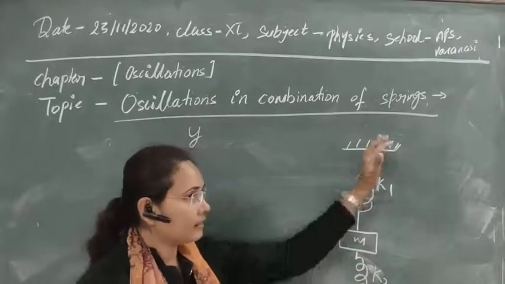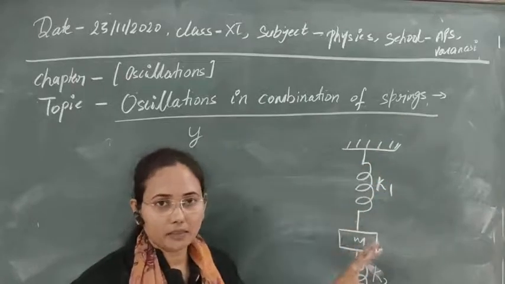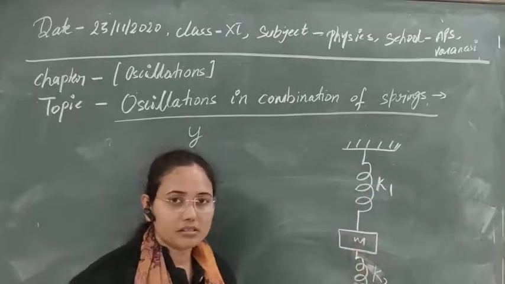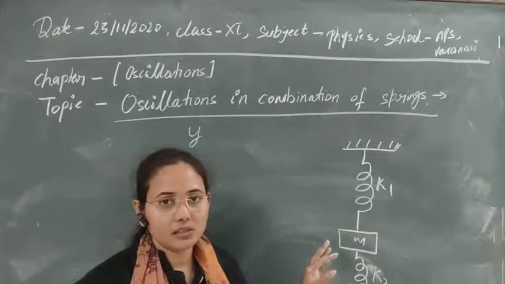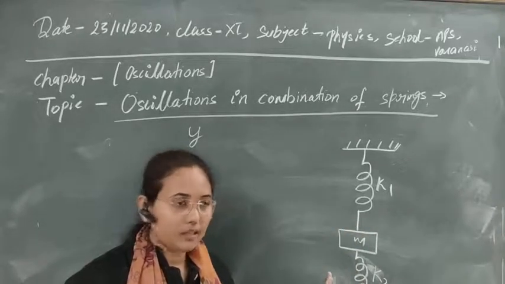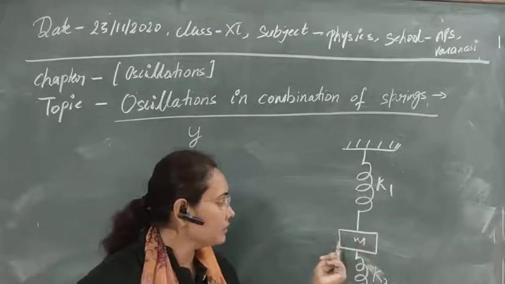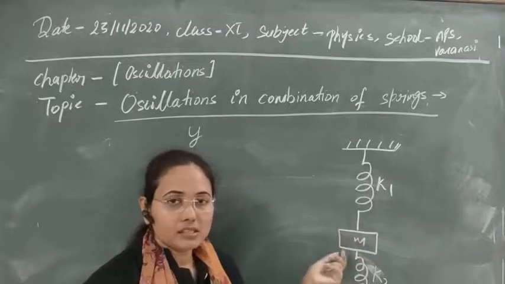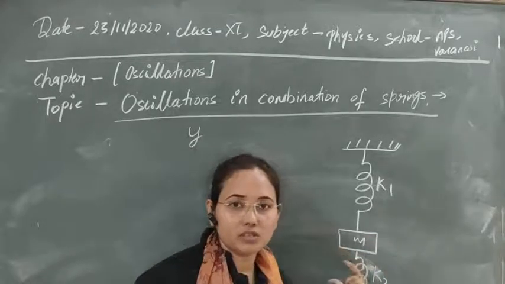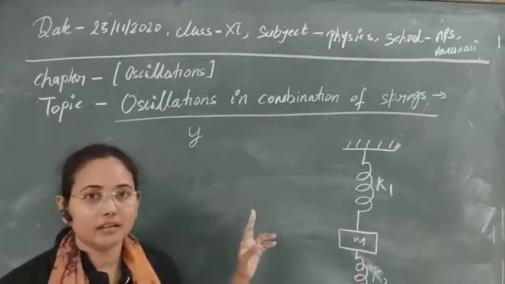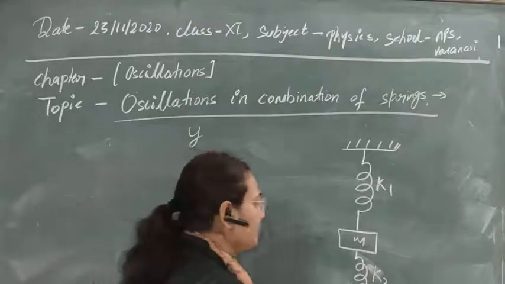Don't take this case as a series combination. This is not the series way, as we are not connecting these two springs in series. These two springs are separate and they are just connected to a mass m. This is the common mass connected to these two springs, so that will act as a parallel combination. I think there is no confusion regarding that.